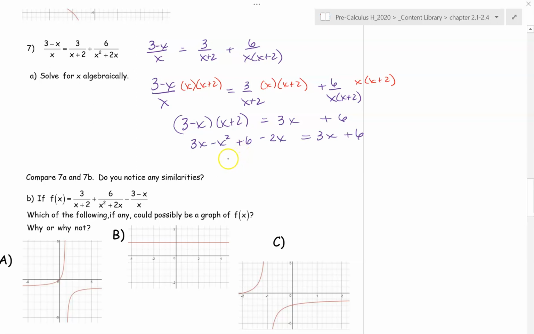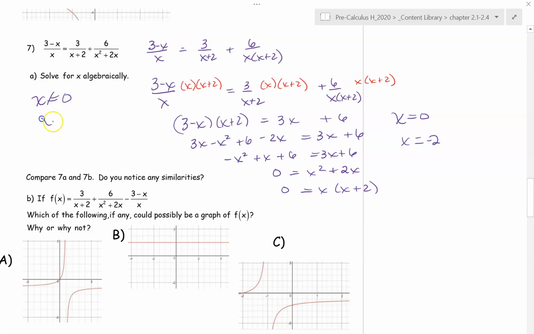So we have -x squared plus x plus 6 equals 3x plus 6. So we have 0 equals x squared plus 2x. So we can factor that. So again, from the solving process, we would think, well, x equals 0 or x equals -2. However, if you look at the domain, x cannot be equal to 0, x cannot be equal to -2. So we actually have two extraneous solutions. We have no solution.